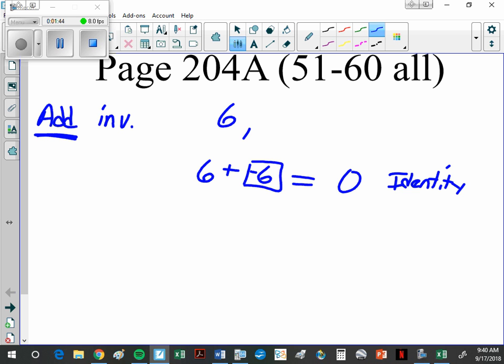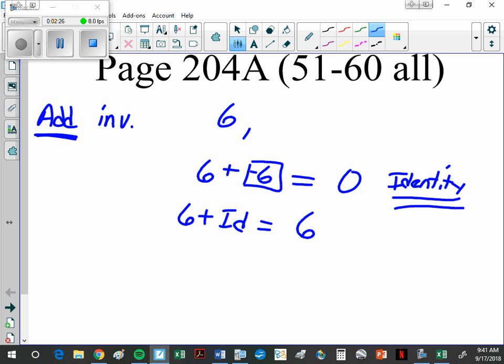Now something really cool happens with the identity. The identity is this really neat topic in mathematics, and it has a lot of properties. The first property is if you take anything and you combine it with its inverse, you get what is called the identity. But the identity also has this aspect: 6 plus the identity equals 6 every time. And is 6 plus 0 equal to 6? Yeah. And the identity is its own inverse.